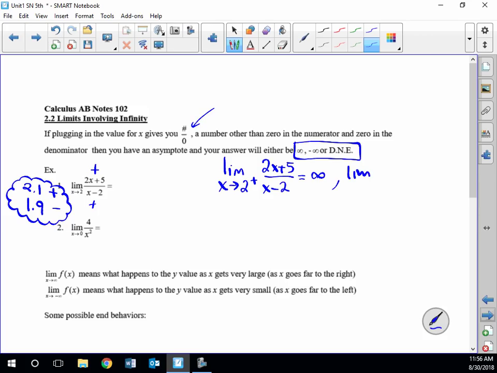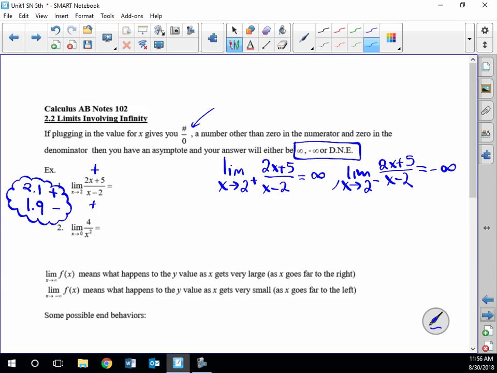So now we want to write the limit coming from the left of the same thing. So we're checking the left and right. And now this one we're plugging in 1.9. So if I plug in 1.9 in the numerator, that's going to be a little bit less than 9, because this is a little bit less than 4 plus 5. So this is going to be positive over, is this going to be positive or negative if I plug in 1.9? Negative. 1.9 minus 2 is a little bit negative. So this is going to be negative infinity.